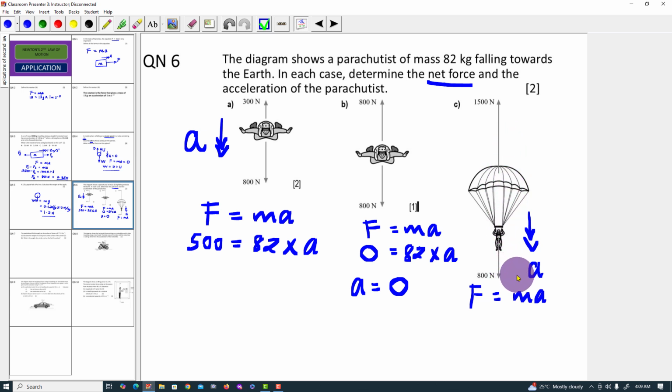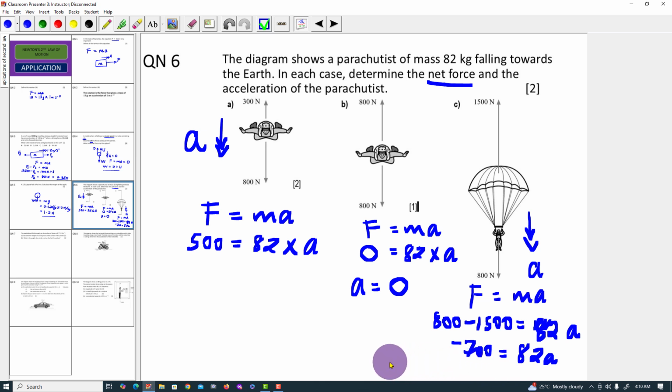It's very important. If we have already indicated this to be the acceleration of the object vertically downwards, then we have to assume that 800 is larger than 1500. And here we get m, and this is 82. This should be 82 times a. Then here we are going to get minus 700 is going to be equal to 82a.